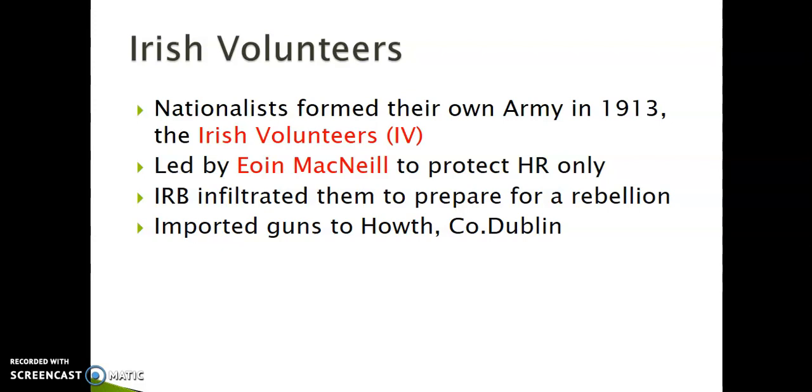However, unknown to MacNeill himself, many of the leaders of the Volunteers were also in the IRB. And the IRB, by doing this, hoped to use the Volunteers to fight for total Irish independence, a total Irish Republic. And the Volunteers imported guns through Howth in County Dublin in 1914.